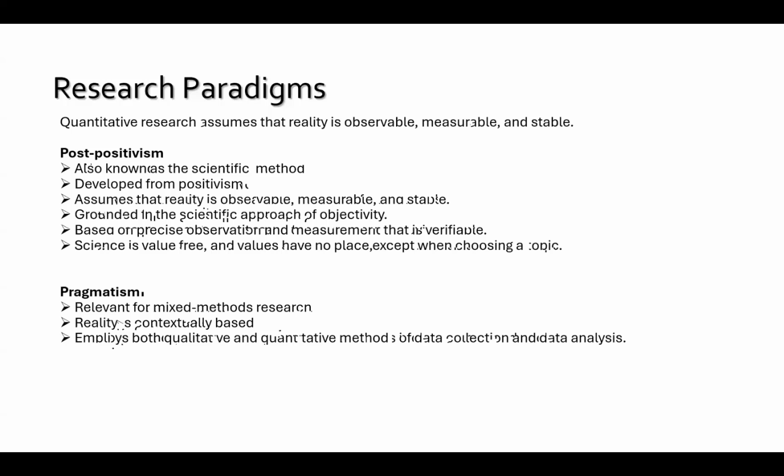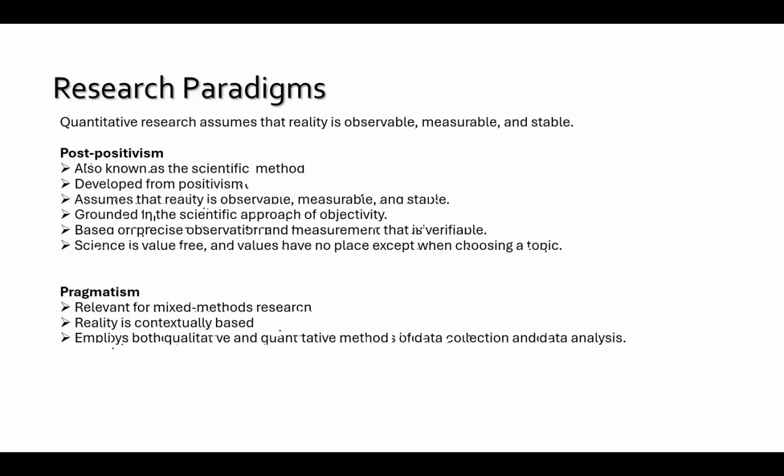Now, post-positivism is also known as the scientific method and developed from positivism, which assumes that reality is observable, measurable, and stable, that the research is grounded in the scientific approach of objectivity. As I mentioned before, the research is expected to be as objective and unbiased as possible. It's based on precise observation and measurement that is verifiable. This is completely different to qualitative. And science is value-free, and values have no place except when choosing the topic. That is the post-positivistic paradigm.